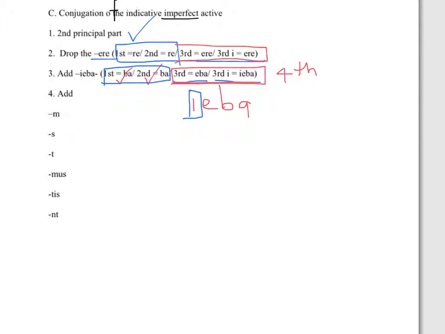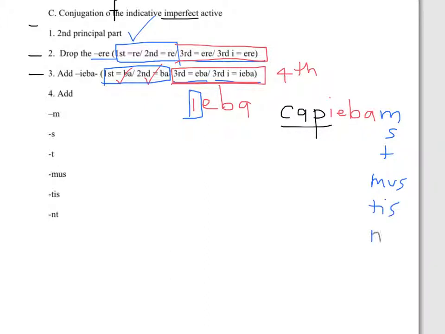At any rate, you go back to this pattern, you take the second principal part, you drop the ERE for a third I, and then you add IEBA, and then you add m, s, t, mus, tis, nt. So you'd have cap, then you'd add IEBA, that tells you that it's imperfect, then you add m, s, t, mus, tis, and nt, just like you always do for the imperfect. The imperfect is translated as I used to capture, or I was capturing.